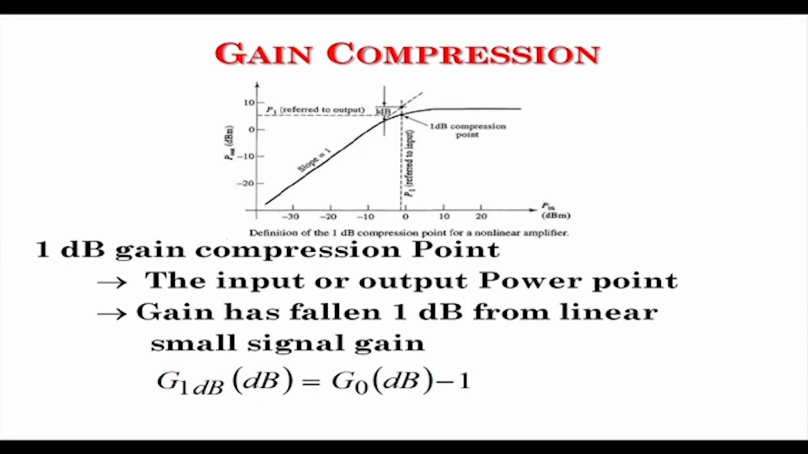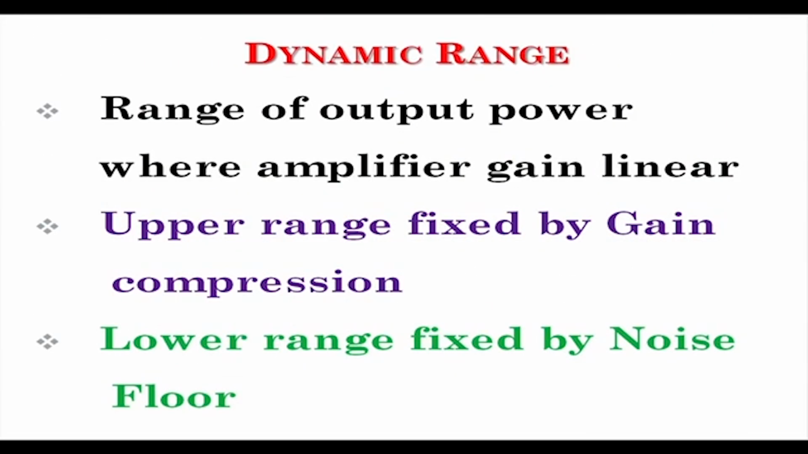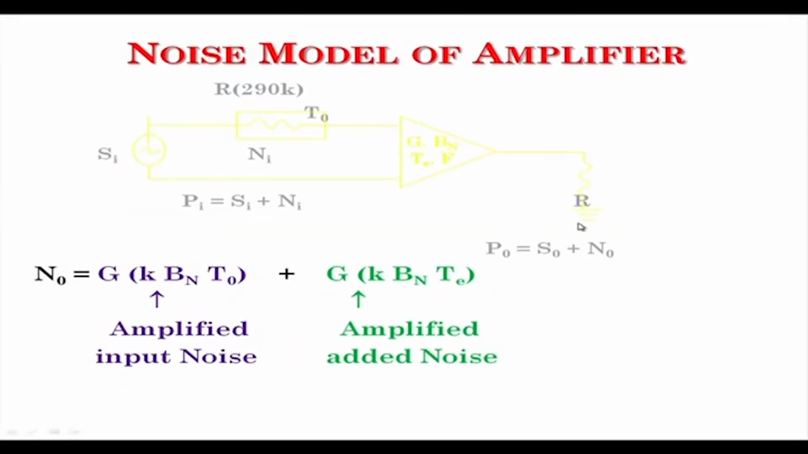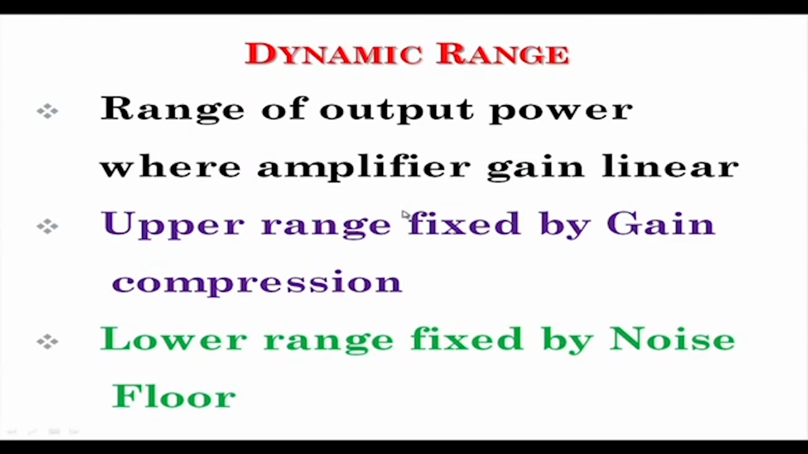Now, it is a very useful thing. It is the range of output power. Here I am saying it in terms of output power, but dynamic range is also defined in terms of input power. So, it is the range of output power where the amplifier gain is linear. The upper range is fixed by gain compression. We have not explicitly shown what the lower range is. The lower range is fixed by the noise floor.